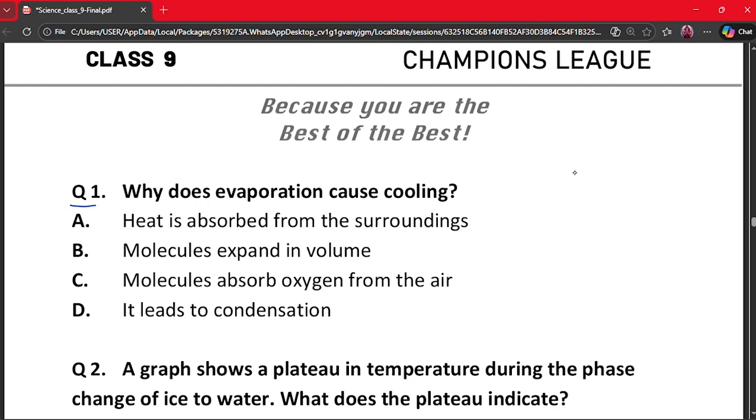A. Heat is absorbed from the surroundings. B. Molecules expand in volume. C. Molecules absorb oxygen from the air. D. It leads to condensation. Here the correct answer is A, because evaporation causes cooling because the fastest moving molecule escapes from the liquid surface and these molecules take energy with them while leaving. So as a result, the average kinetic energy of remaining particle decreases, hence the liquid becomes cooler.